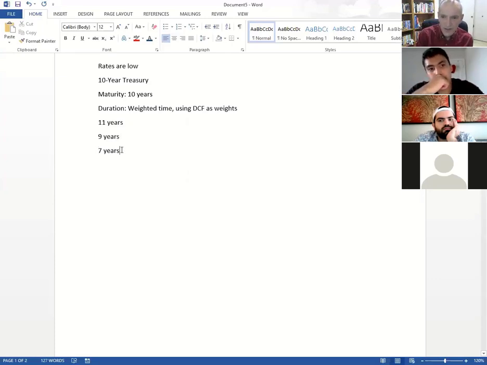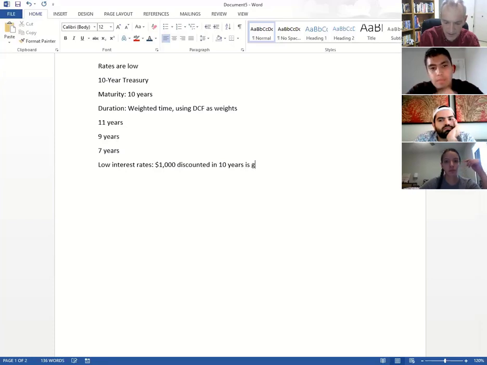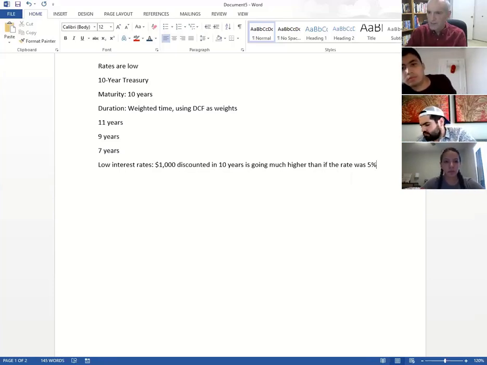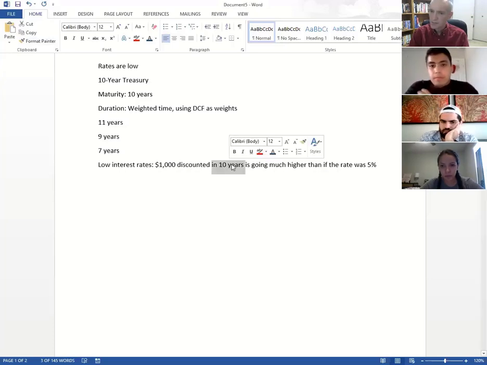Interest rates are low. So let's think about with low interest rates, $1,000 discounted in 10 years is going to be what? It's going to be much higher than if the rate was 5%. So if the 10th year cash flow, and you're using discounted cash flows as your weight, the 10-year cash flow discount is going to be much, much larger with low rates, then you have much more weight on year 10. So what is that going to do to your duration? Will it make it higher or lower? If you put more weight on year 10 versus years 1, 2, and 3, you're going to end up with what? A higher number, right? So interest rates are lower.